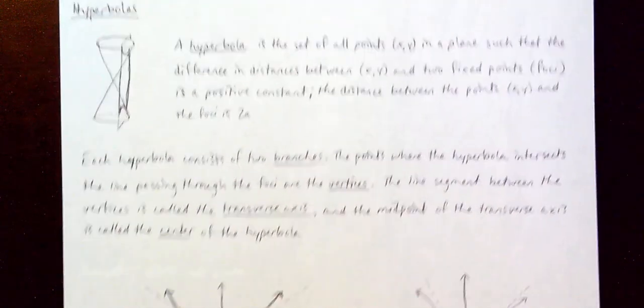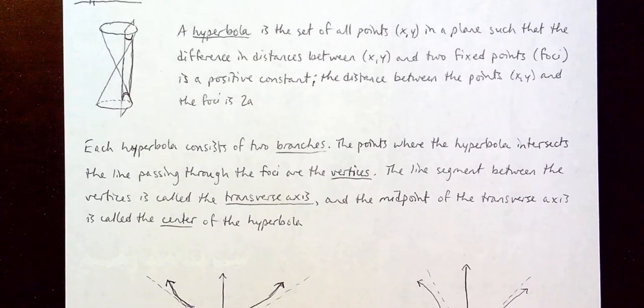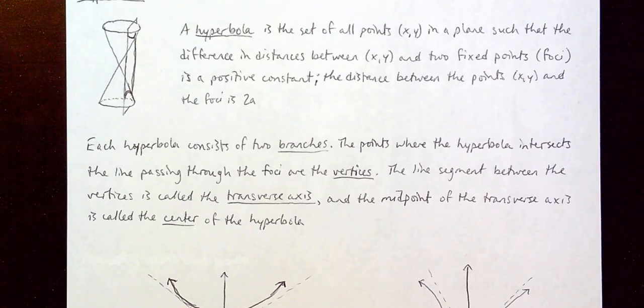Each hyperbola consists of two branches. The points where the hyperbola intersects the line passing through the foci are called the vertices. The line segment between the vertices is called the transverse axis, and the midpoint of the transverse axis is called the center.